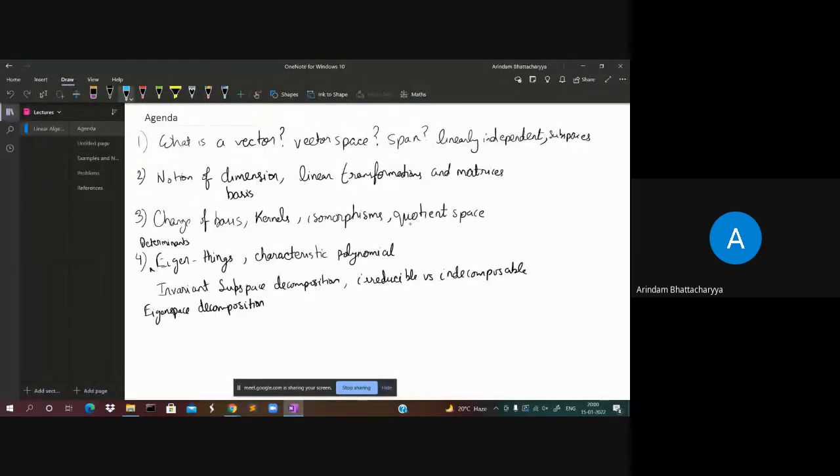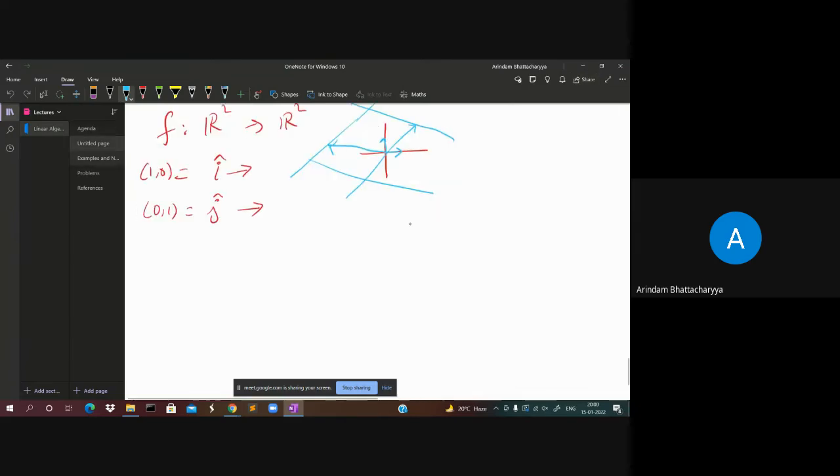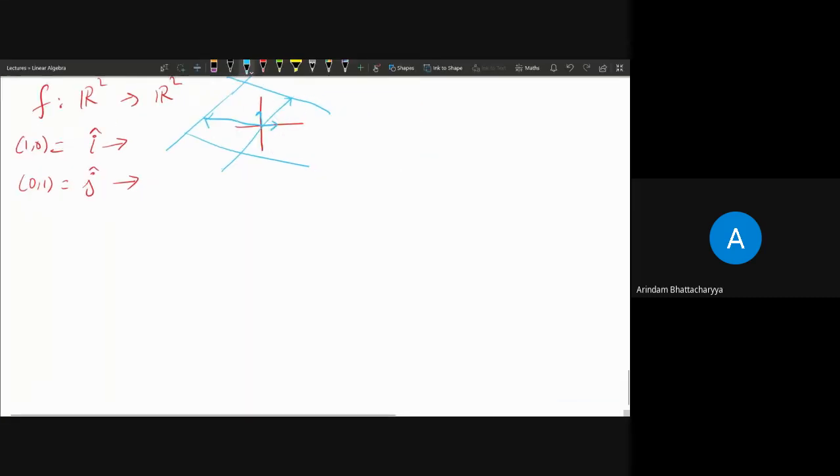Define the linear transformation basis. Change of basis. I don't think I have time to do change of basis, but okay, let me actually try. So a general linear map, let's say R2 to R2, sends (1, 0) to, let's say, (a, b), and (0, 1) to (c, d). And where does (x, y) go under this map?